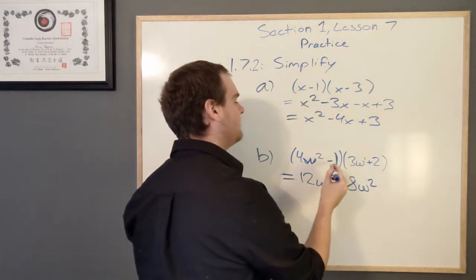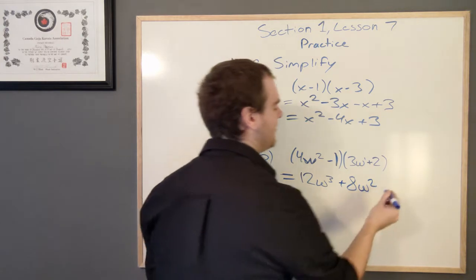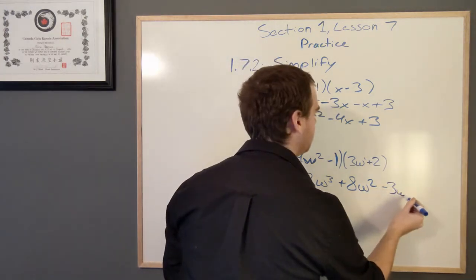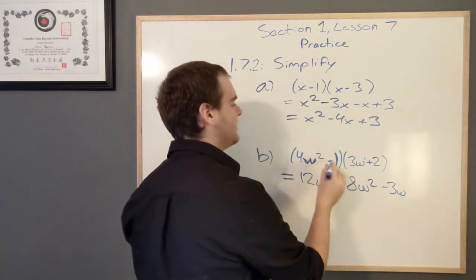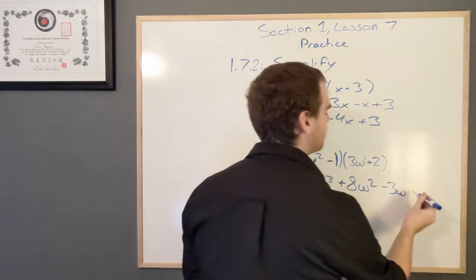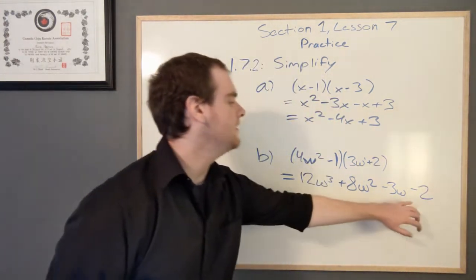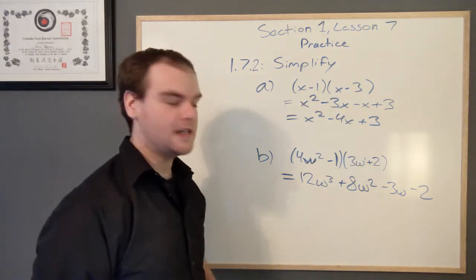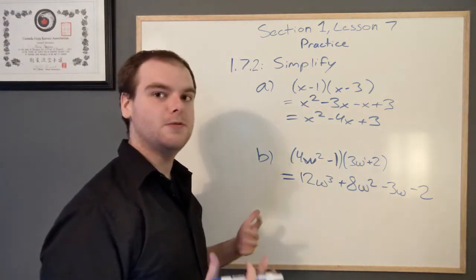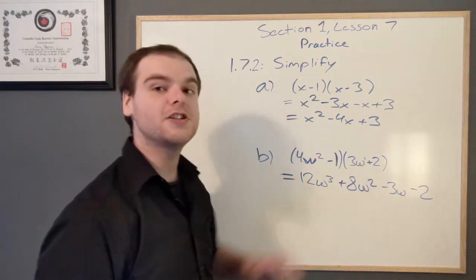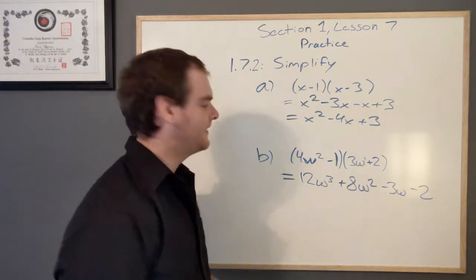Now we do the inner items. Negative 1 times 3w becomes negative 3w. And the last items, negative 1 times 2 gives us negative 2. Now all of the w variables have a unique exponent, so there's nothing we have to group up together. So this is actually the final answer, which is kind of nice.